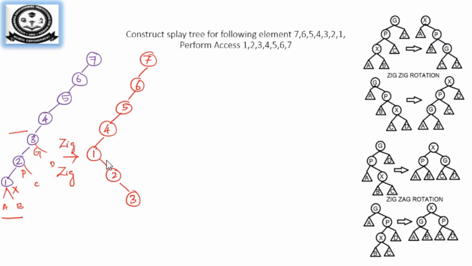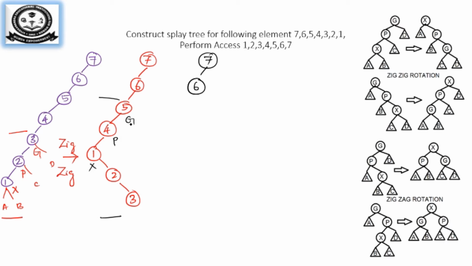So still 1 has not reached the root node. So again I have to perform the rotation. So I'll have X, P and G. The rotation must be carried out only to this part. The rest of the part is untouched. So I'll draw the rest of the part untouched.